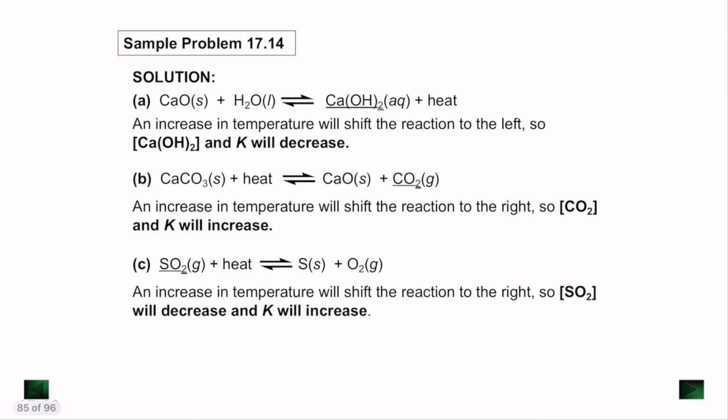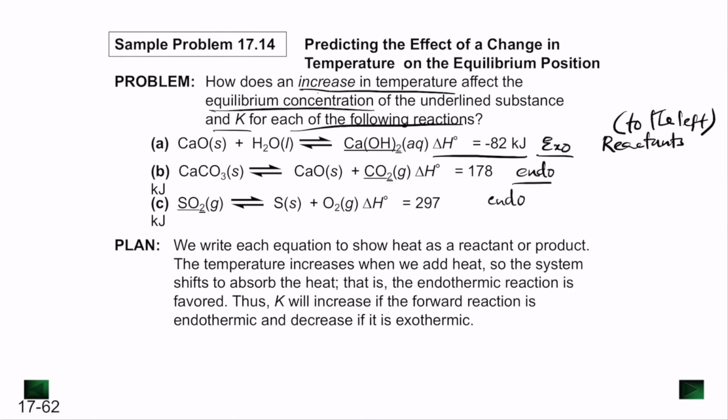So the reaction will go towards the left and thereby cause the K value to decrease. Notice that because it is exothermic and there is a temperature increase, the K value will decrease. Next, the second one: CaCO3 plus heat giving you CaO plus CO2. In this second one, it's an endothermic reaction and there is an increase in temperature. So an increase in temperature always favors the endothermic reaction, which means the reaction goes towards the right.